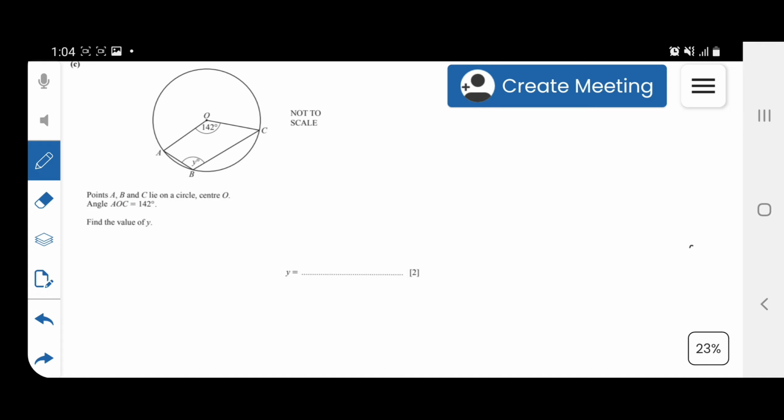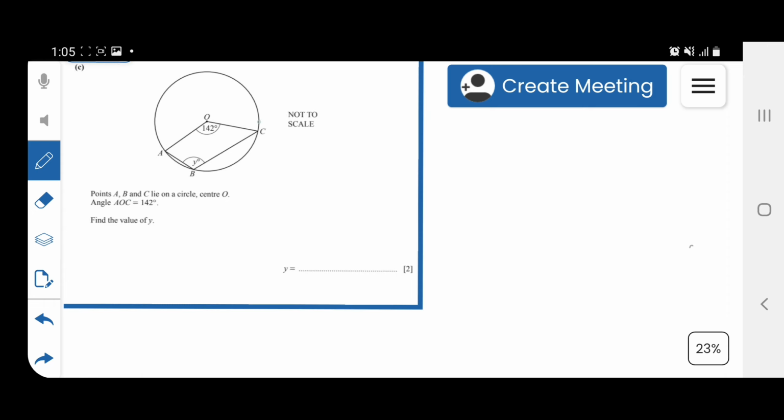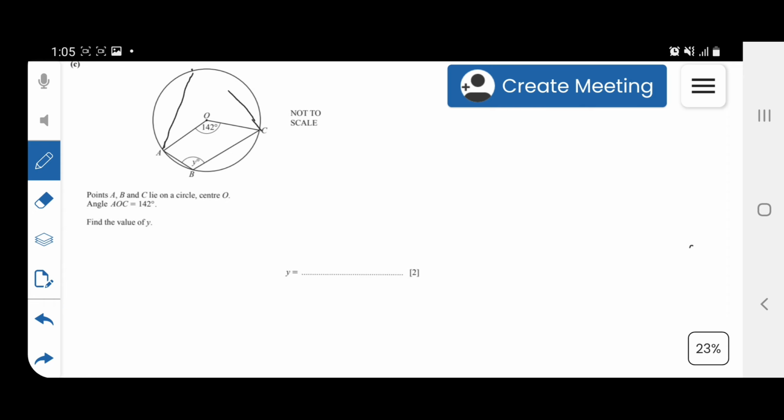What we can do is make another line subtending from the same arc AC. So if we just extend this line A to the circumference, and this line C to the circumference, we are going to get a quadrilateral, and we can name it D. So A, B, C, D is now a cyclic quadrilateral. Now we don't know what angle D is, so we have to find angle D first, then we can say that D and Y will add up to 180 degrees.